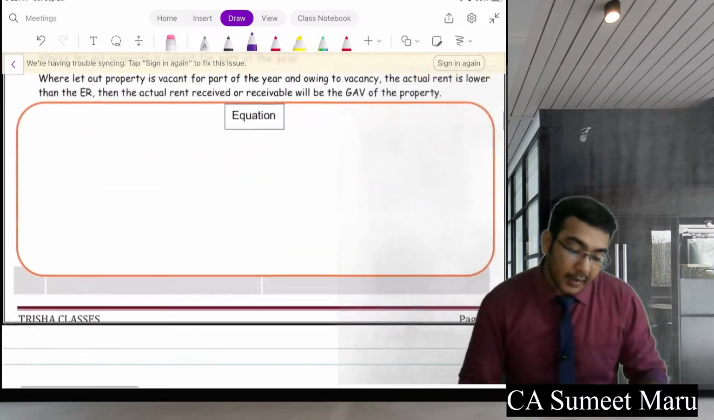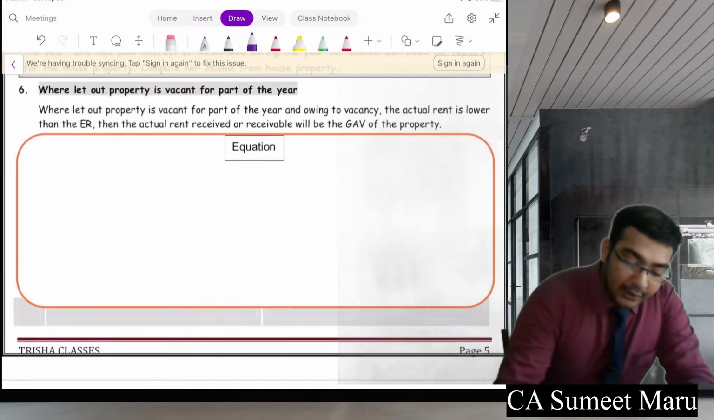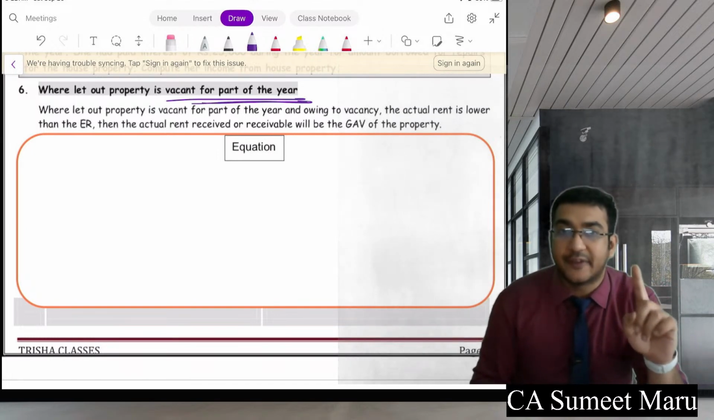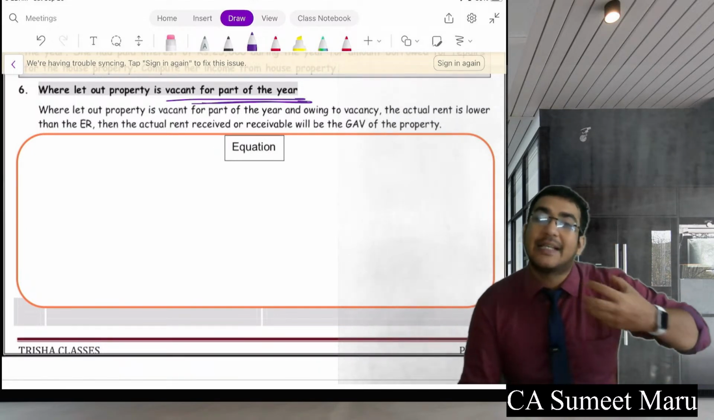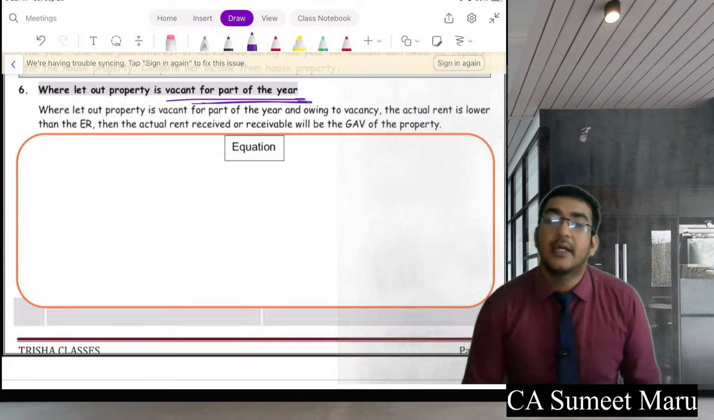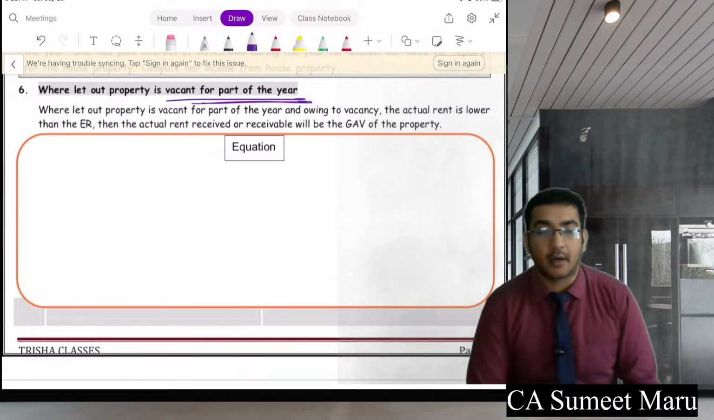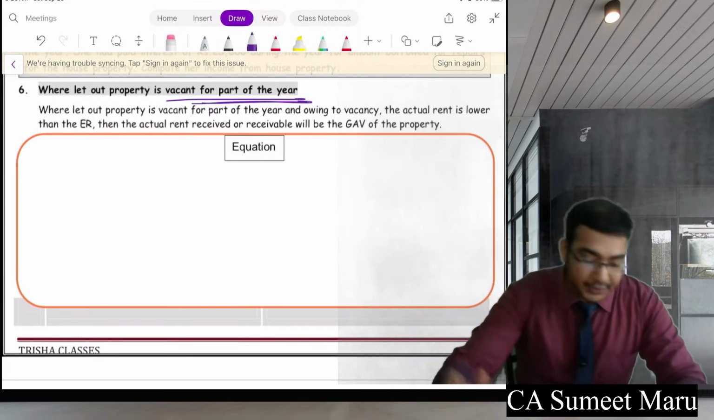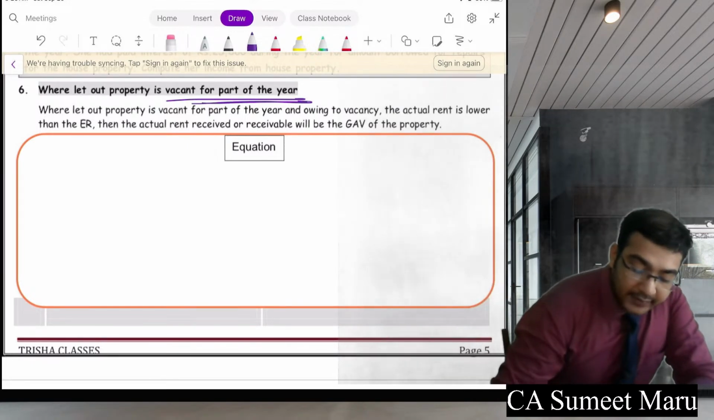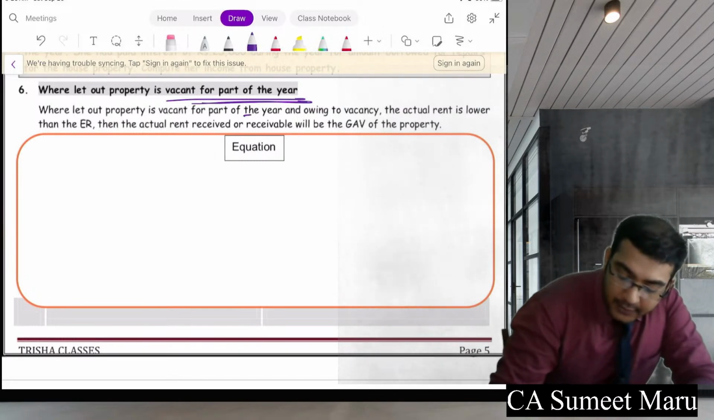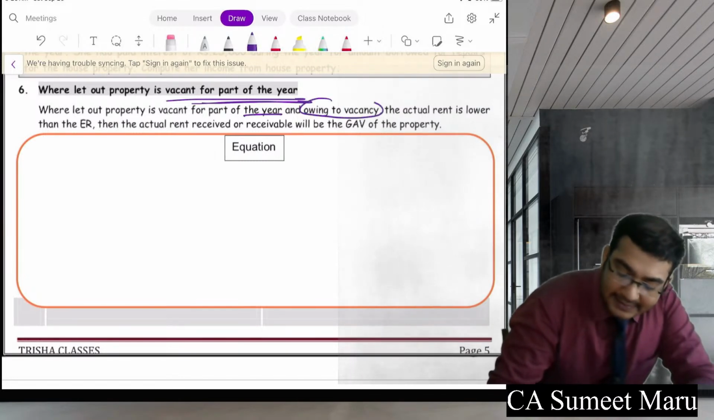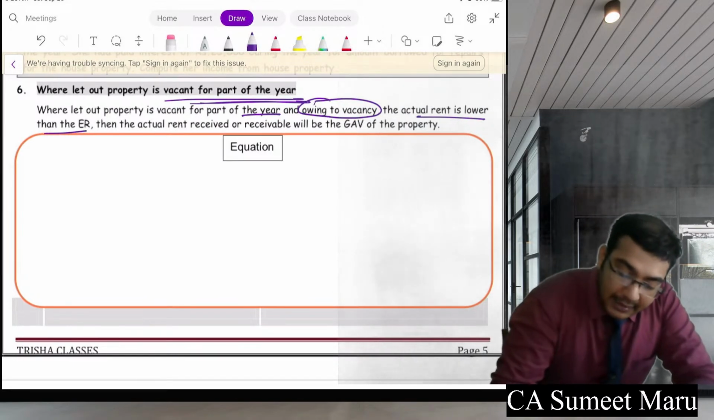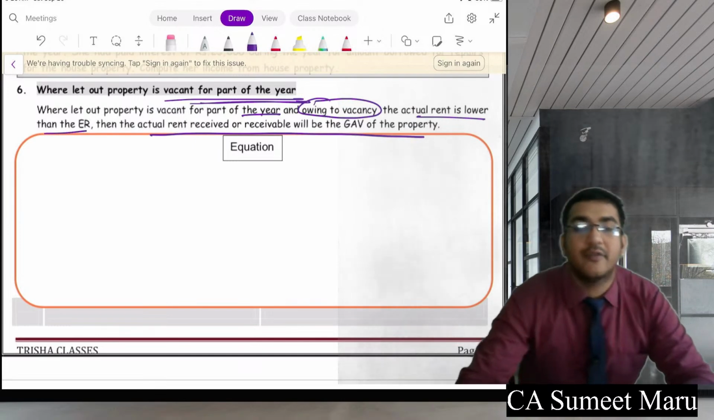Okay, next is when a let out property is vacant for part of the year. Now see, there is a difference. Earlier the property was self occupied for part of the year. Now the let out property is vacant. Here the language used in law is quite confusing. Where the let out property is vacant for part of the year and owing to vacancy, the actual rent is lower than expected rent, then the actual rent received or receivable will be the GAV of the property.